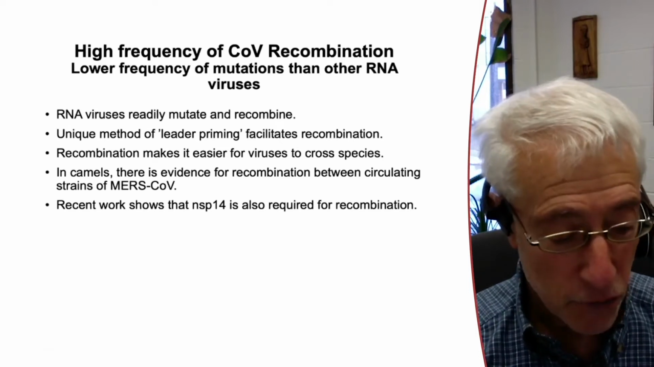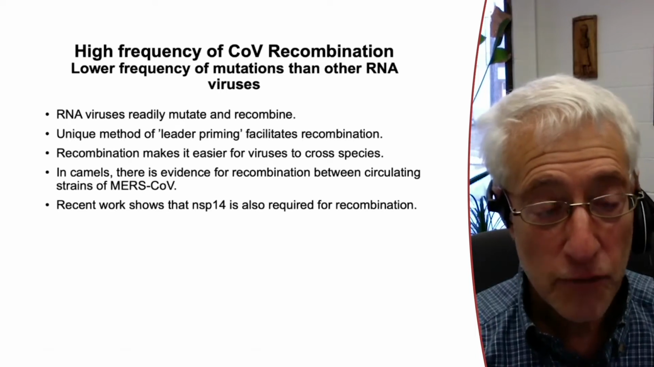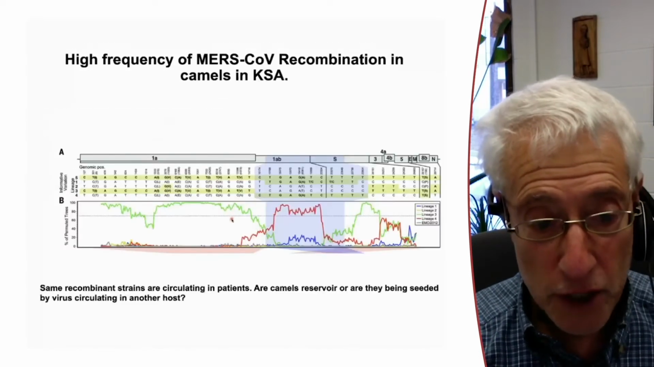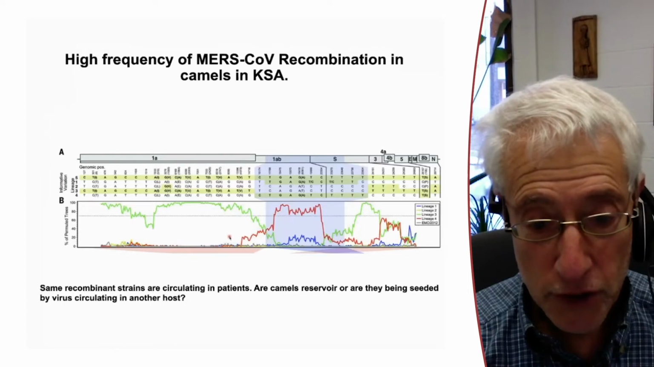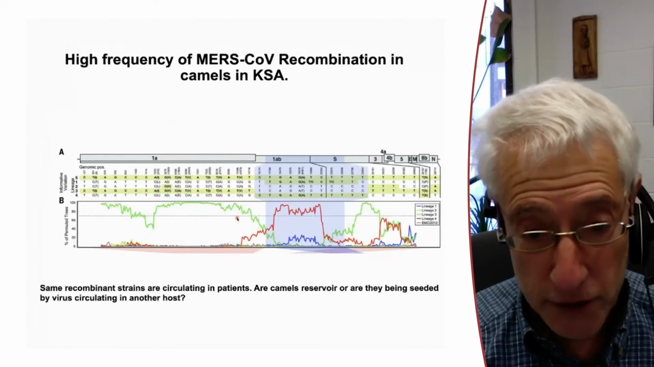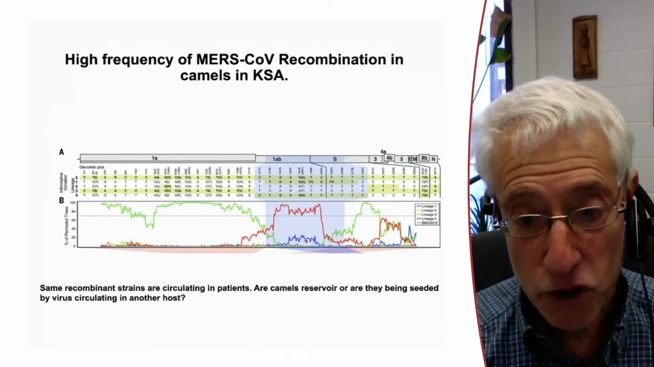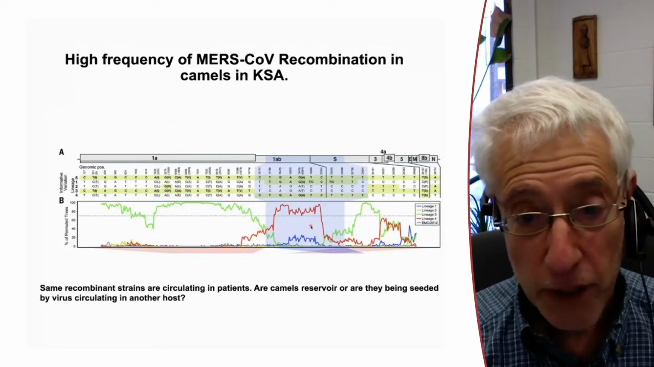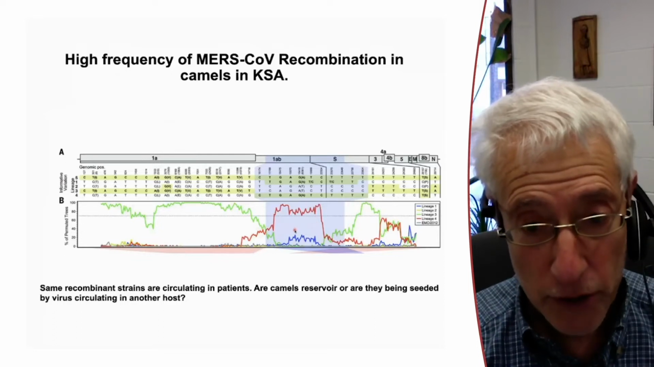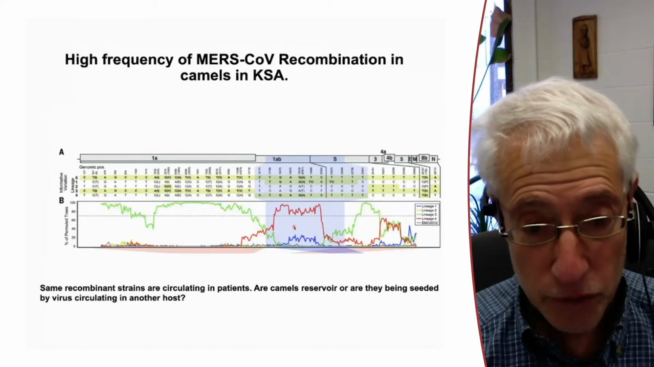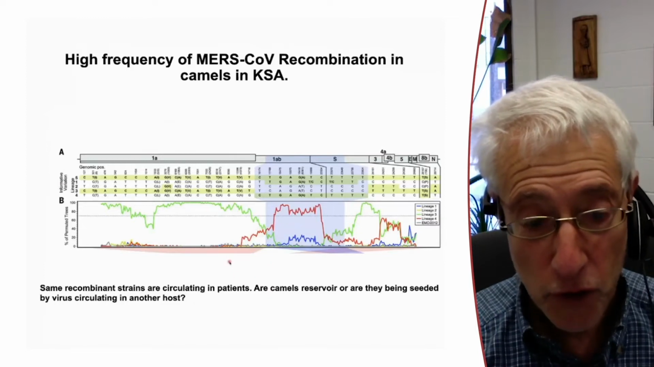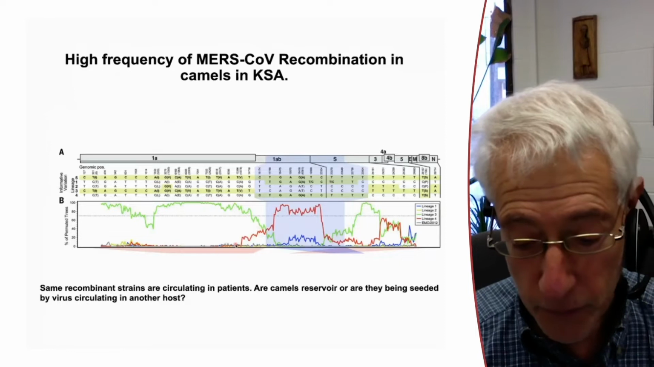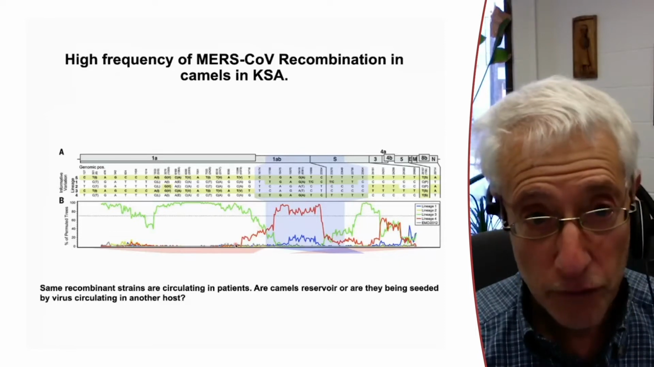And in camels, there's evidence for recombination between circulating strains of MERS-CoV. And I think I show that in the next slide. So this is several strains of camel coronaviruses that were isolated and are very similar to MERS, if not identical. And what they show is that there's clear recombination at different sites within the genome, and that these different recombination events don't occur in people, they occur in camels, and we don't know if it's the camels being seeded by different lineages of MERS-CoV, or if there's another animal that's actually circulating and providing the source for the camel coronavirus.